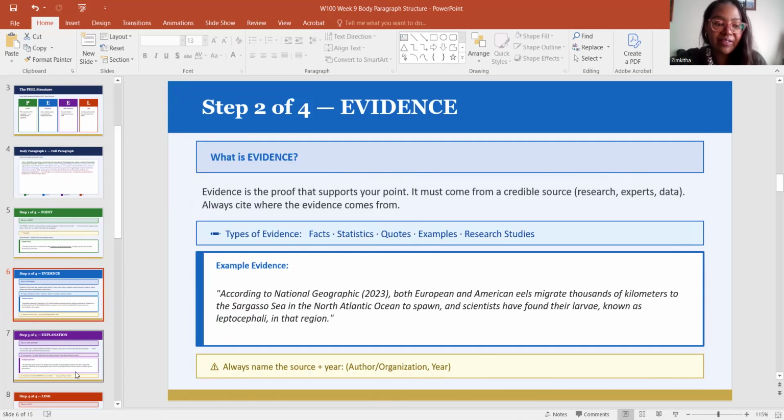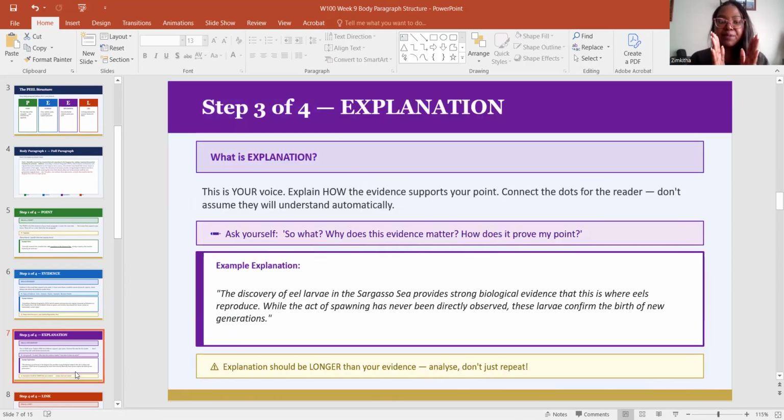Now, after you have your evidence, what do we have next? The explanation. It is your voice. Explain how the evidence supports your point. Connect the dots for the reader. Don't assume they will understand automatically. So explain it in very clear, concise, and coherent English, okay? How that evidence links to your claim, all right?